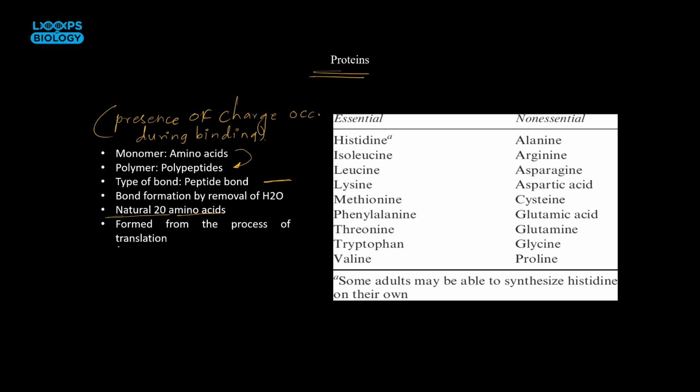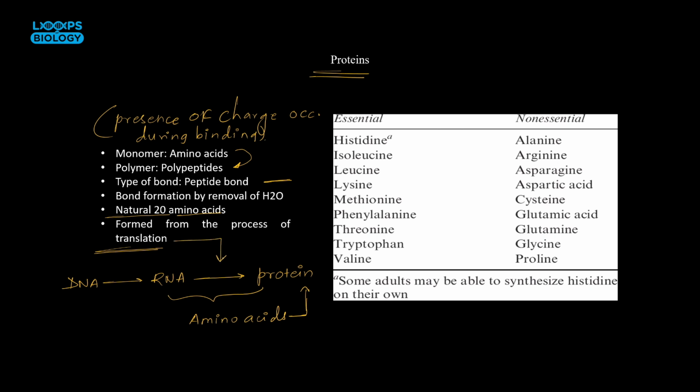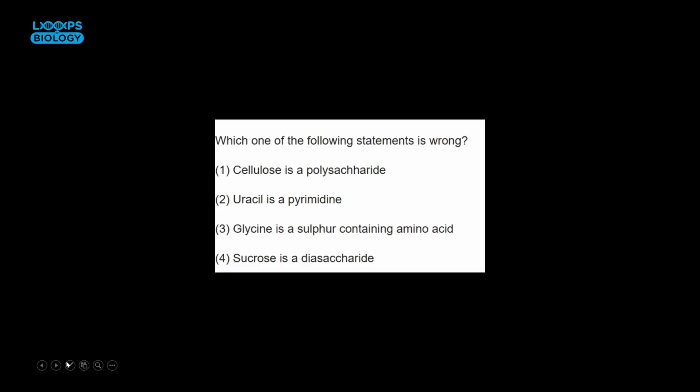And these amino acids are formed after a process of translation. That means DNA is converted into RNA, and whenever this RNA is converted into protein, in this process amino acids are released, and these amino acids form your proteins. Alright, this is a process called translation. I hope you are understanding this part. And here is a list of all 20 amino acids. Alright, let's move to your first question.